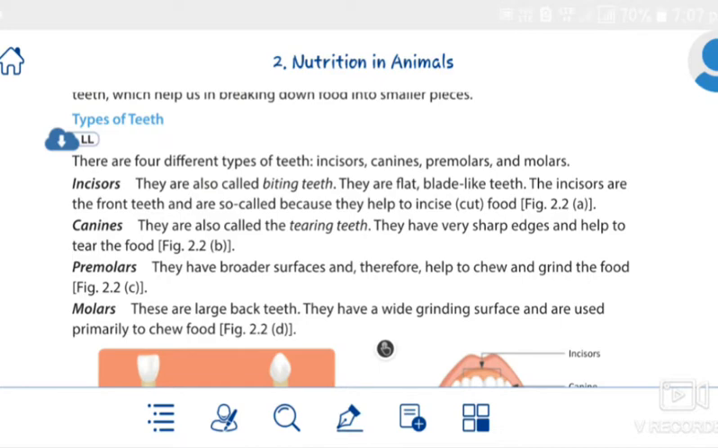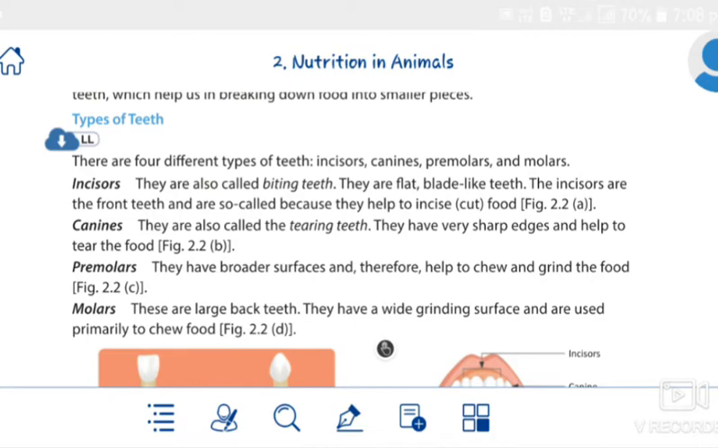And the third type is called premolars. These are broad and flat teeth. Here these are present next to the canines. That means 4 in each jaw, a total of 8. These are also called bicuspid teeth. So the incisor is a biting tooth, canine is a tearing tooth, and the premolar is the bicuspid.